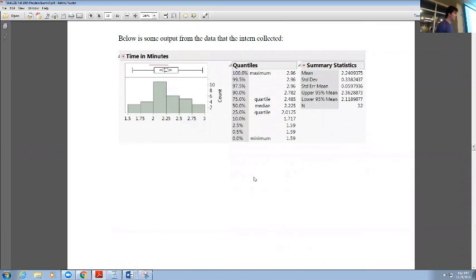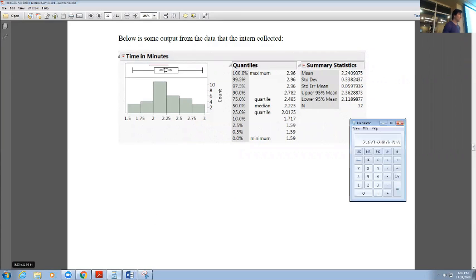Oh, this is so nice. Look at this right here. Does everyone see mean, standard deviation, and then what's below standard deviation? Standard error of the mean. The standard error of the mean is simply calculated by taking the standard deviation and dividing it by the square root of n. The square root of n being 32, if we take 0.33824 divided by the square root of n, we get the standard error of the mean. That's that s over square root of n is the standard error of the mean.